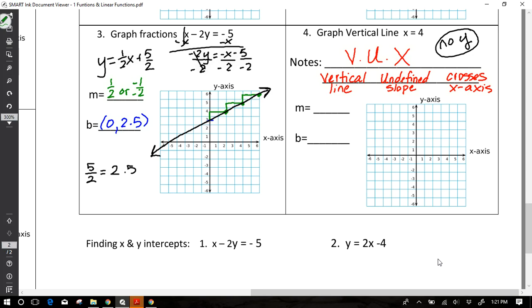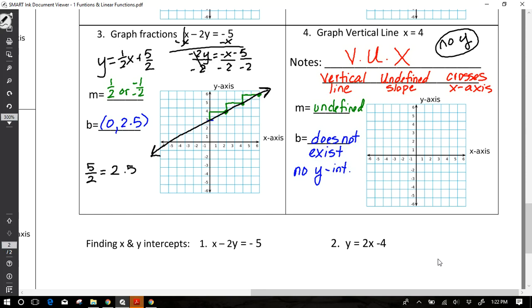So my slope is going to be undefined, which means it's going to go straight up and down. My y-intercept does not exist because it will not cross the y-axis. Okay, so there's no y-intercept.